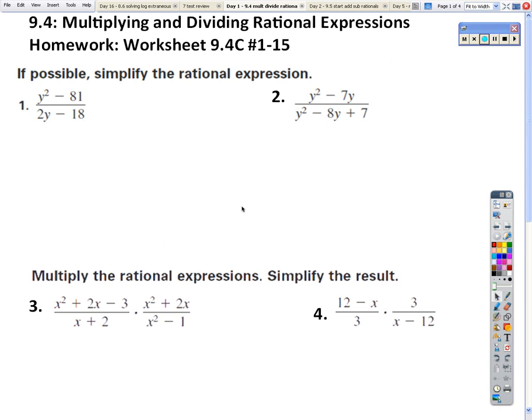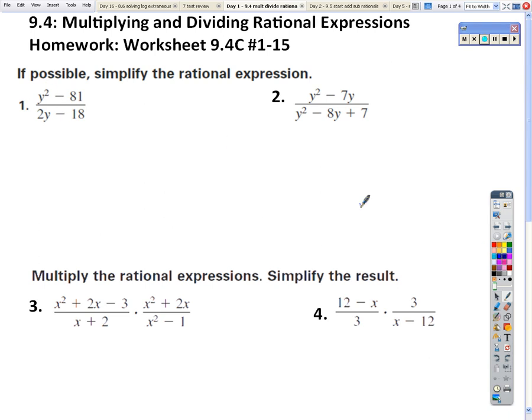Okay, so our new unit is going to be on rational expressions, and rational expressions are fractions. If you think of a rational number, that was the symbol Q for quotient. So to simplify a rational expression, I can only cancel factors. I may not cancel these y's.